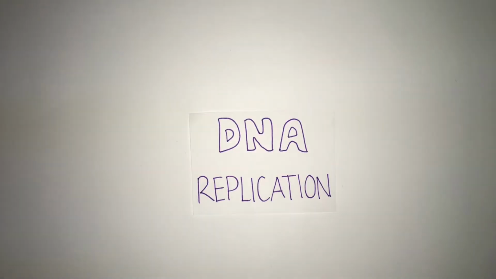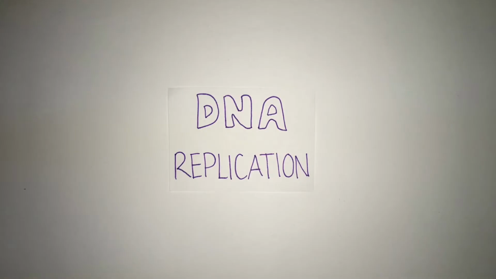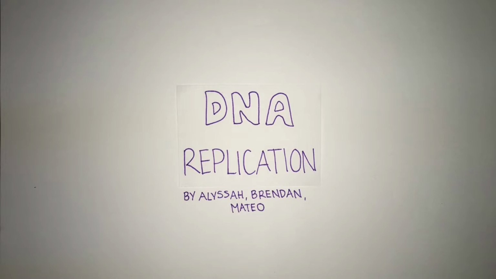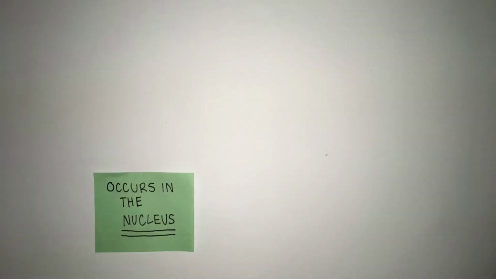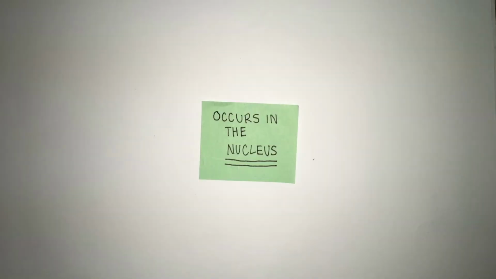DNA replication is a super important process by which DNA makes an identical replica of itself during cell division. This takes place in the nucleus. This process is made possible by a few key players.